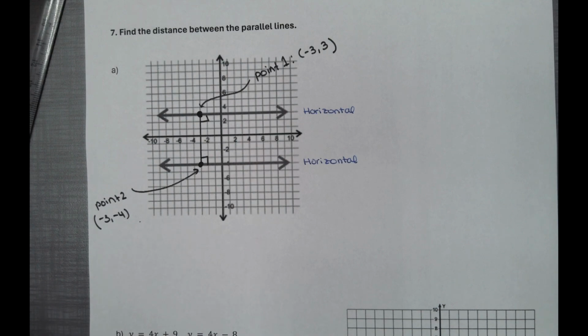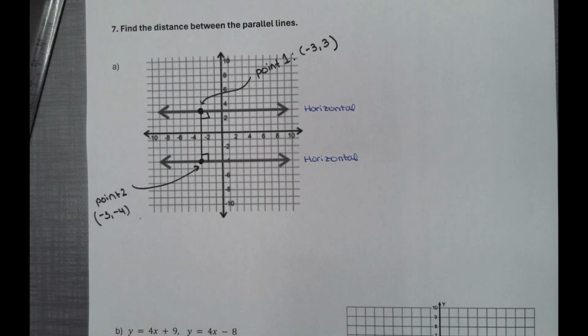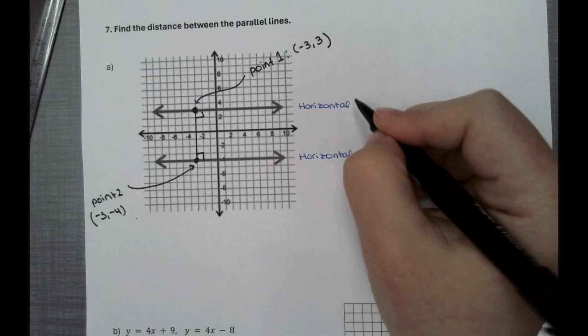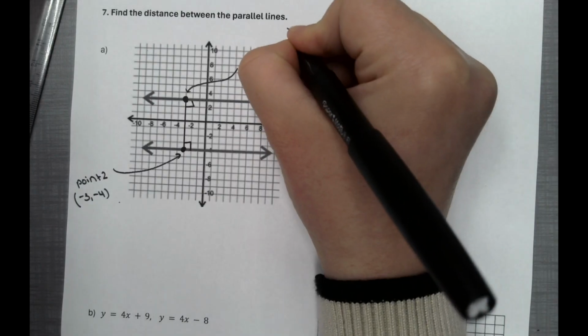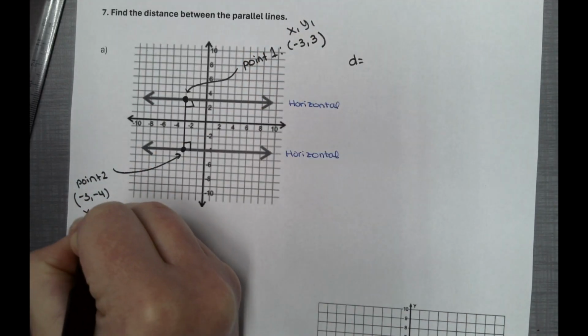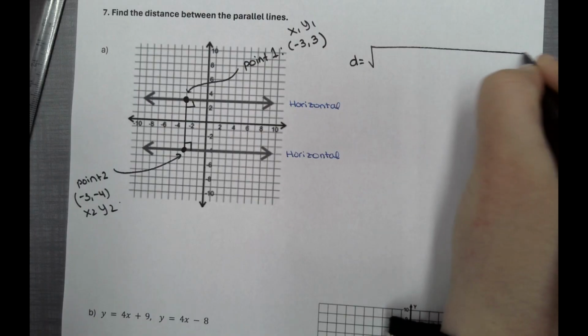Once you get point 1 and point 2, this does not always happen. Please do not do this on the exam. The next question is a better representation. So if you wanted to put a note for yourself, this does not always happen, please do that. Let's go ahead and label our points x1, y1, x2, y2, and let's find the distance between them.